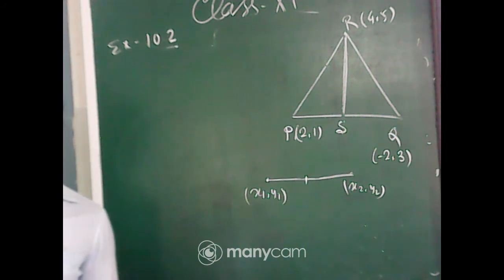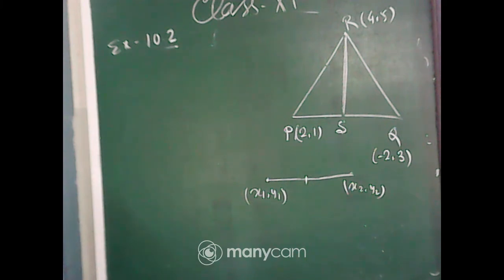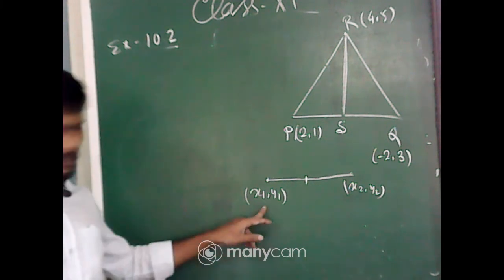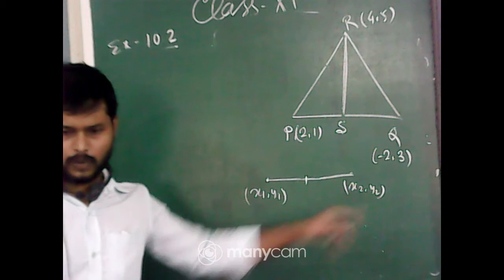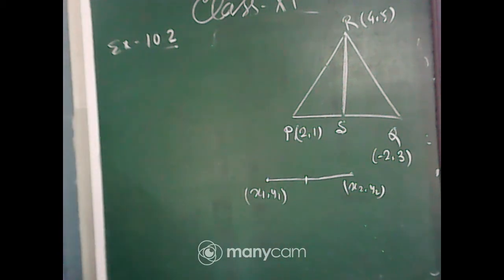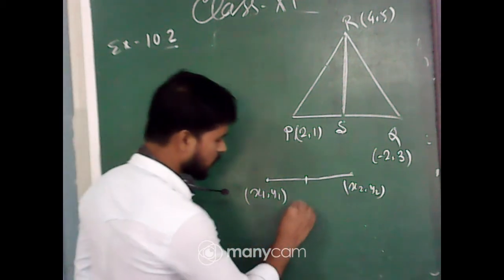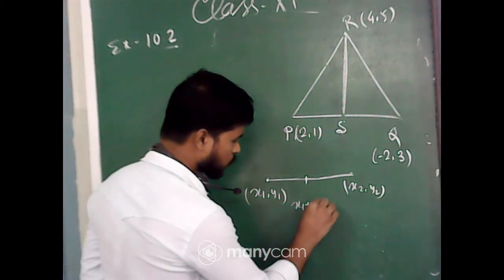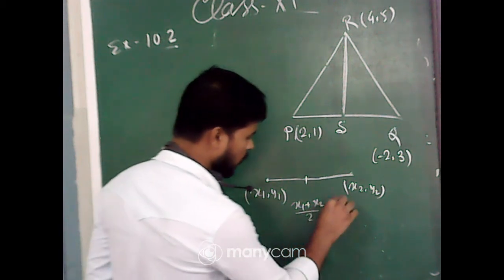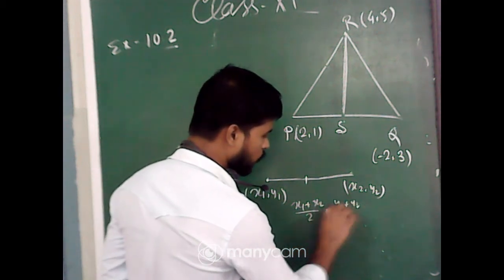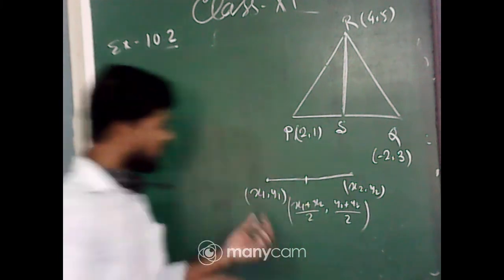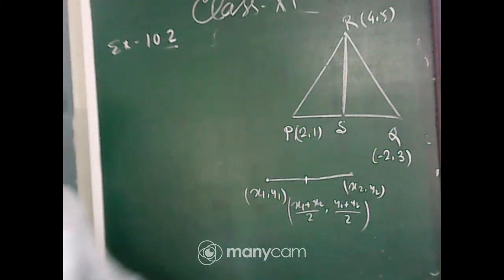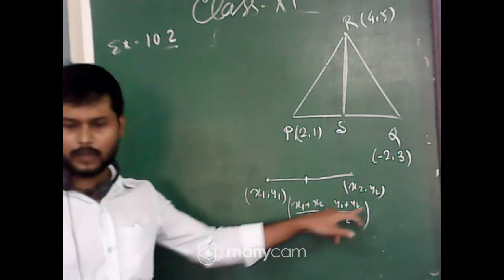How can we find out the coordinate of the midpoint joining the points (x1, y1) and (x2, y2)? Okay, the formula is ((x1 + x2)/2, (y1 + y2)/2). This is the formula. It means the sum of the abscissas divided by 2 comma the sum of the ordinates divided by 2.